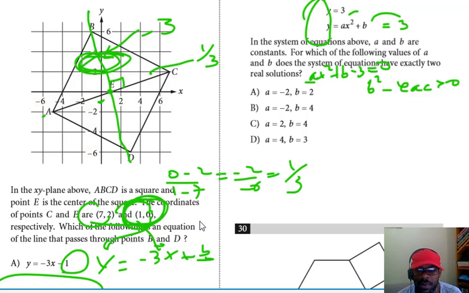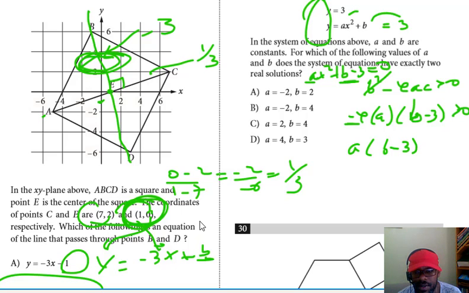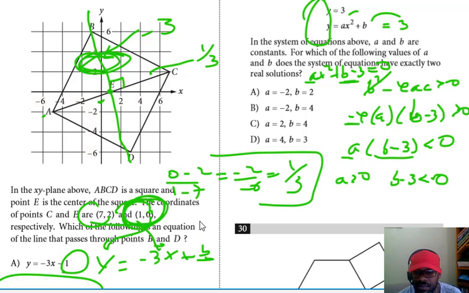So a is a, we don't have b, and this is c. So minus 4, a is a, and c is b minus 3. This should be greater than 0. When you divide both sides by minus 4, you have a times (b minus 3) is less than 0. So to have this situation, if b minus 3 is negative, a should be positive.